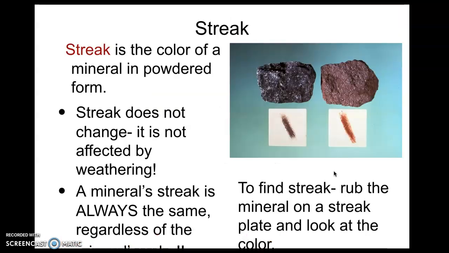Streak is the color of a mineral in its powdered form. Streak does not change even if the color of the mineral itself changes. It's not affected by weathering. A mineral streak is always the same. And to find the streak, you just take it against a little white streak plate, it's called. It's a little porcelain plate, and you just draw a line with it and see what color it is.